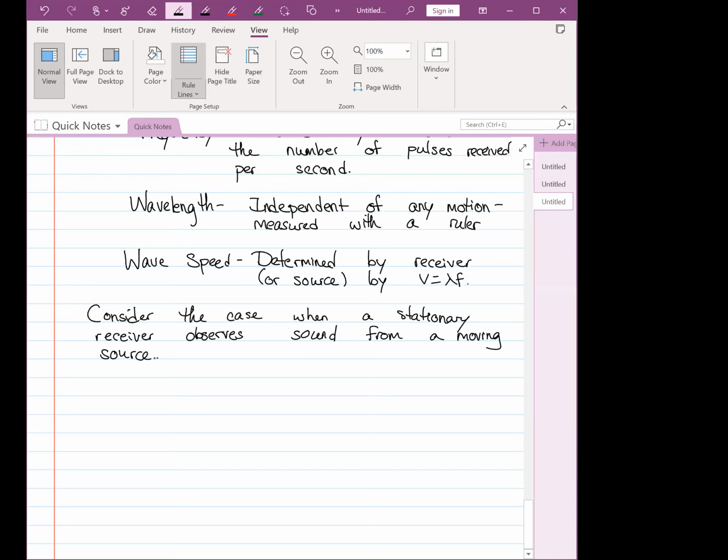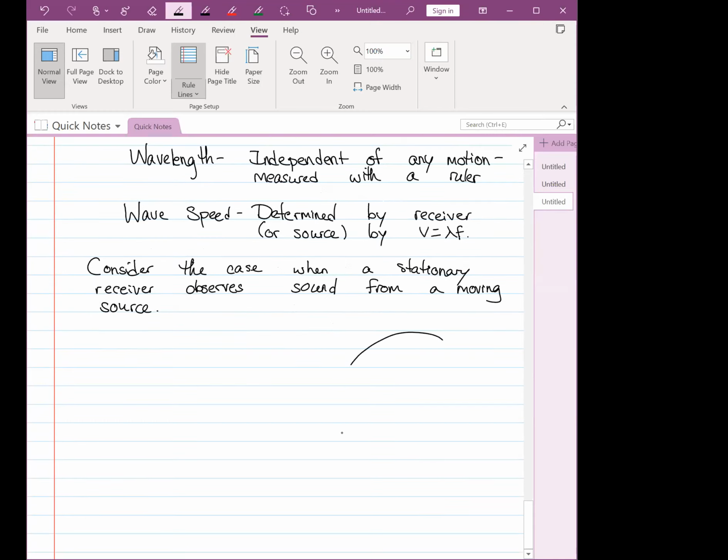So I'm going to draw a picture. Here we have our source, call it S. It's moving at, say, speed v sub s to the left. And then we have our receiver, say, over here. The receiver is not moving at all.